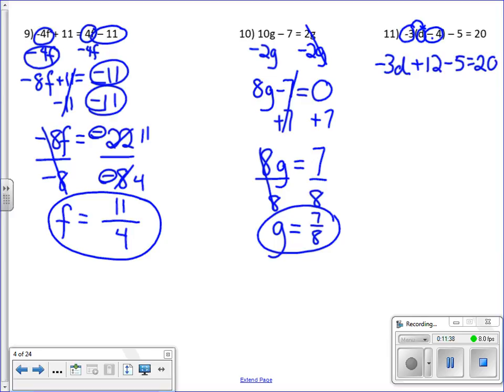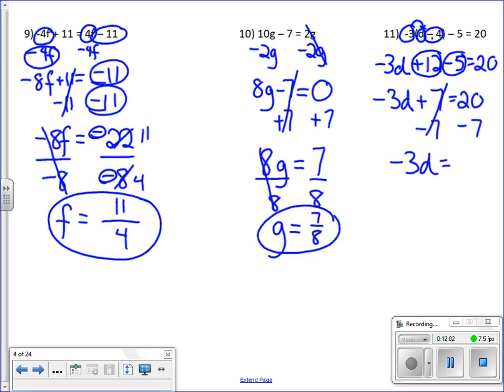All right, now I got to combine my like terms. So I'm combining my 12 and my negative 5, which is going to give me 7. So negative 3d plus 7 is equal to 20. Okay, now I can subtract 7 from both sides. And negative 3d is equal to 13. Now I can divide both sides by negative 3 to get rid of my negative 3.